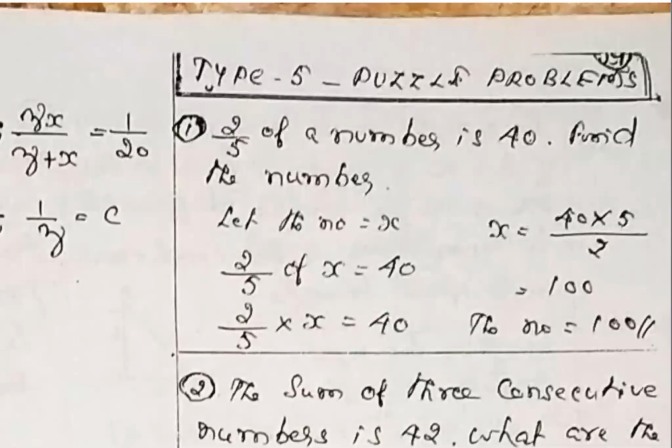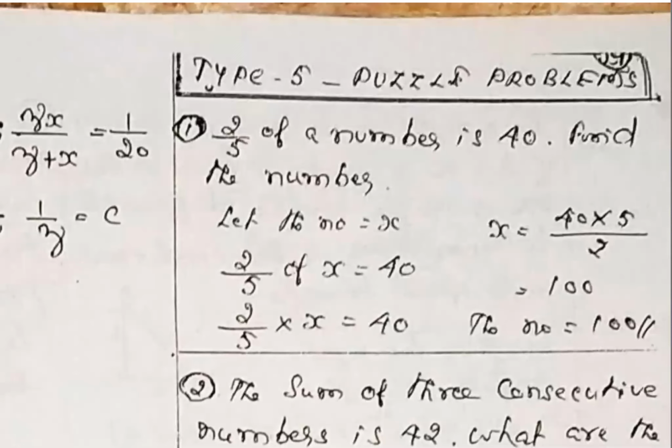Then go for type 5, the last type, puzzle problems. So not a new type, fourth type only, but little English is required. Once you understand, the equation directly they will not give. From the condition you have to form the equation. Little English knowledge required. 2/5 of a number is 40. Find the number. So only one question asked.